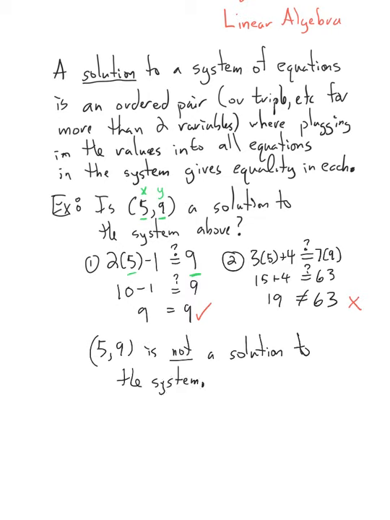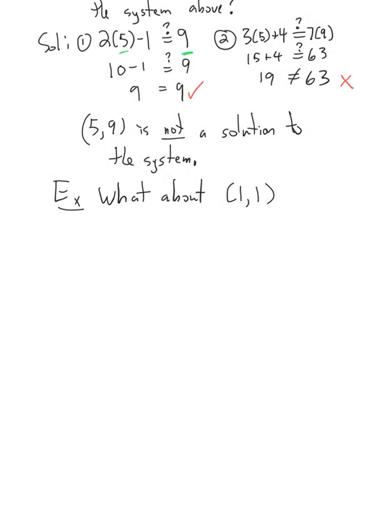Well, what about, maybe I'll write solution here. What about (1, 1)? So let's check this. Again, we're going to plug in x equals 1 and y equals 1 into both equations. So the first one is 2 times 1 minus 1. Does that equal 1? Well, 2 minus 1 indeed equals 1. So we're good there.